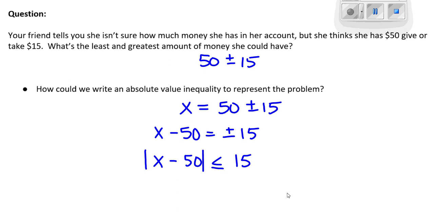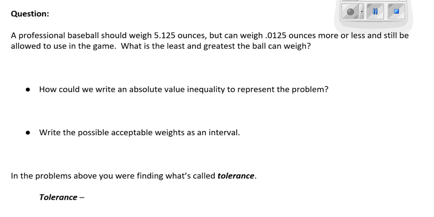But I want you to kind of parallel that with the next example too, all right? So there's another one down there, and we'll see how that would work as well, all right? It says a baseball, so a Major League Baseball weighs 5.125 ounces. However, it can have a little bit of a tolerance, right? So there's a little bit of wiggle room. It doesn't have to be exactly that number, right? It can weigh 0.0125 ounces more or less in the other direction, okay? So what's the least or the greatest amount the ball can weigh?